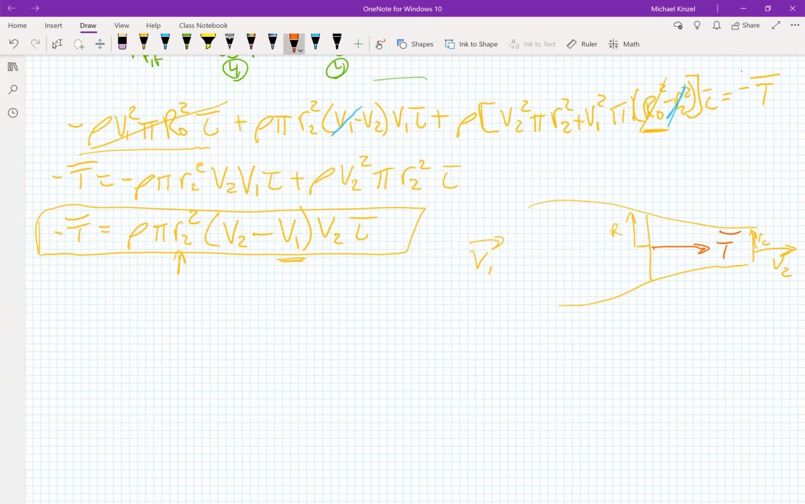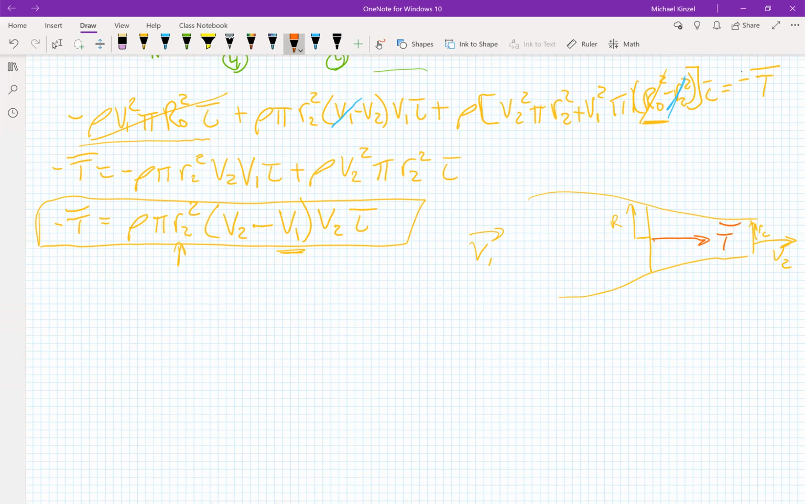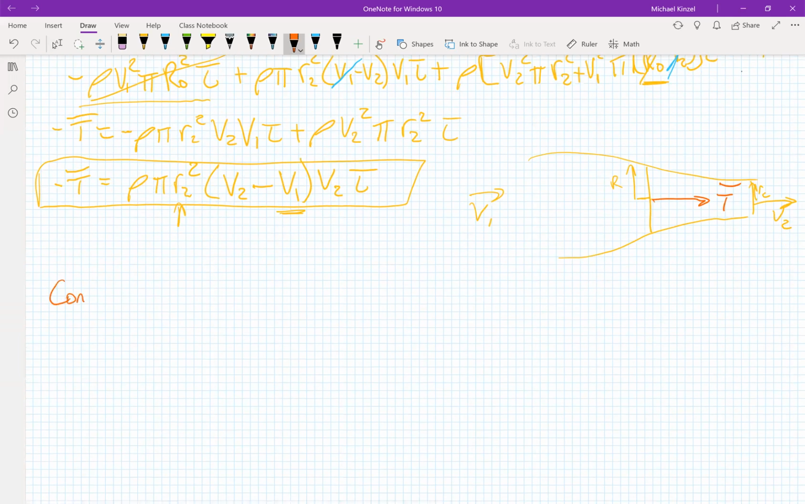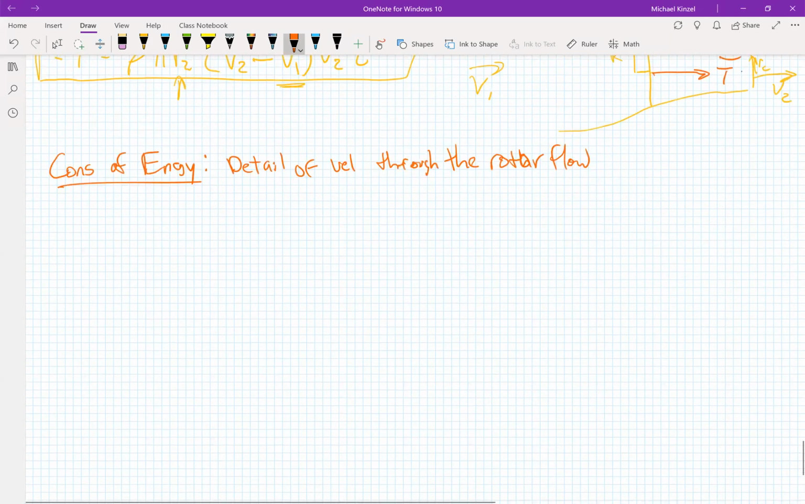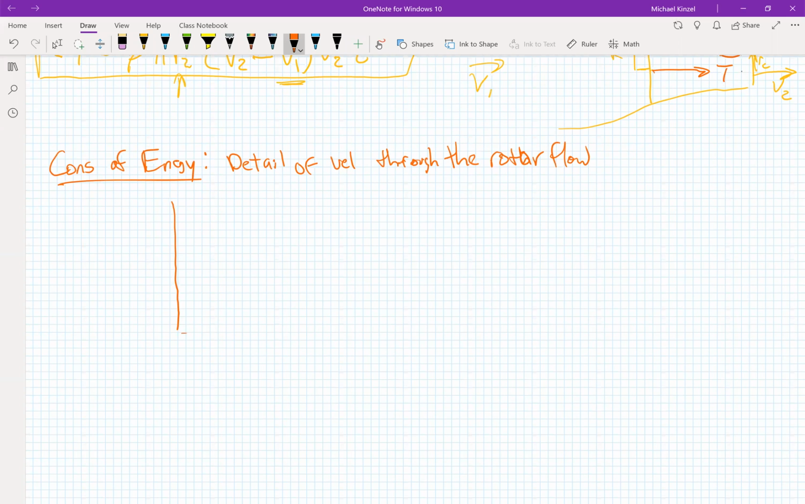So there we have applied conservation of momentum, but we could still gain a little bit more insight in the context of this. And what we're going to do is employ the conservation of energy, specifically this 1D quasi 1D energy equation. And what it enables us to do is understand the detail of velocity through the rotor. So what happens here? You can look at this from this inflow plane. Let me just draw this one more way.